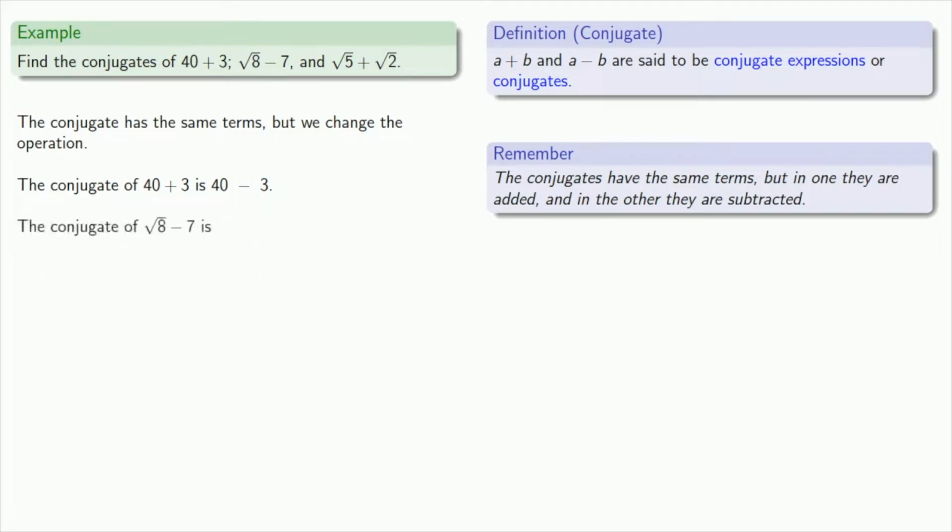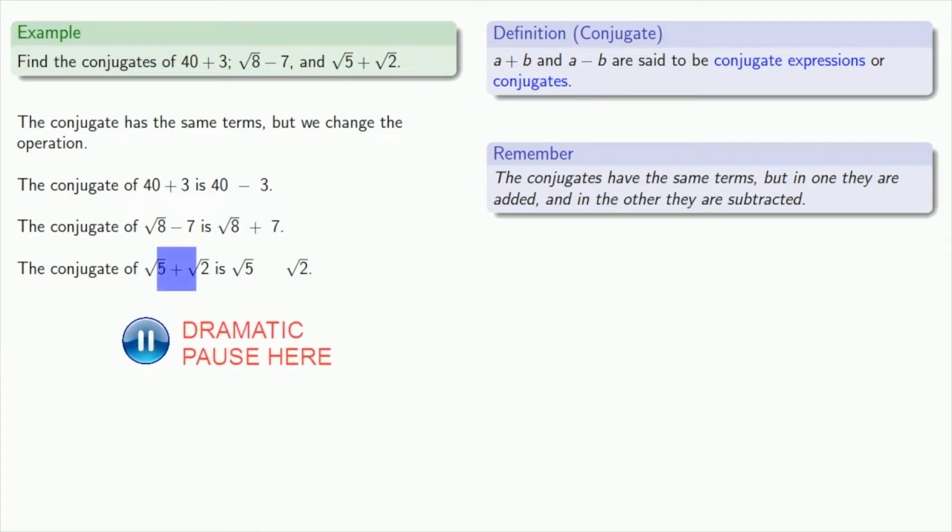The conjugate of square root of 8 minus 7 will have the same terms, square root of 8 and 7. But since we're subtracting here, our conjugate will be an addition. The conjugate of square root of 5 plus square root of 2 has the same terms, square root of 5 and square root of 2, but instead of an addition, we'll have a subtraction.